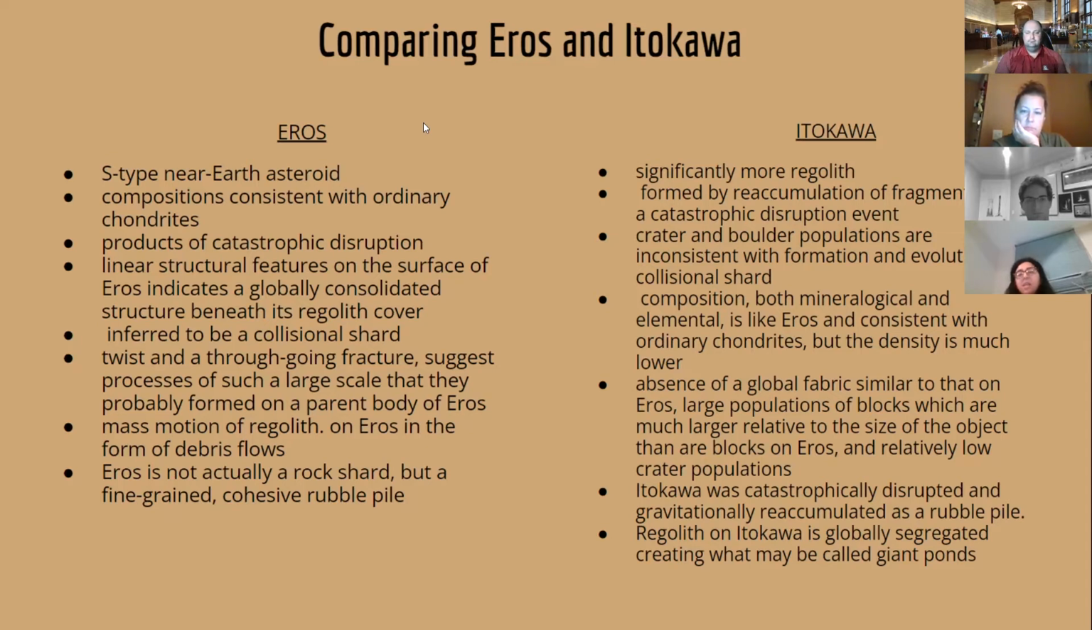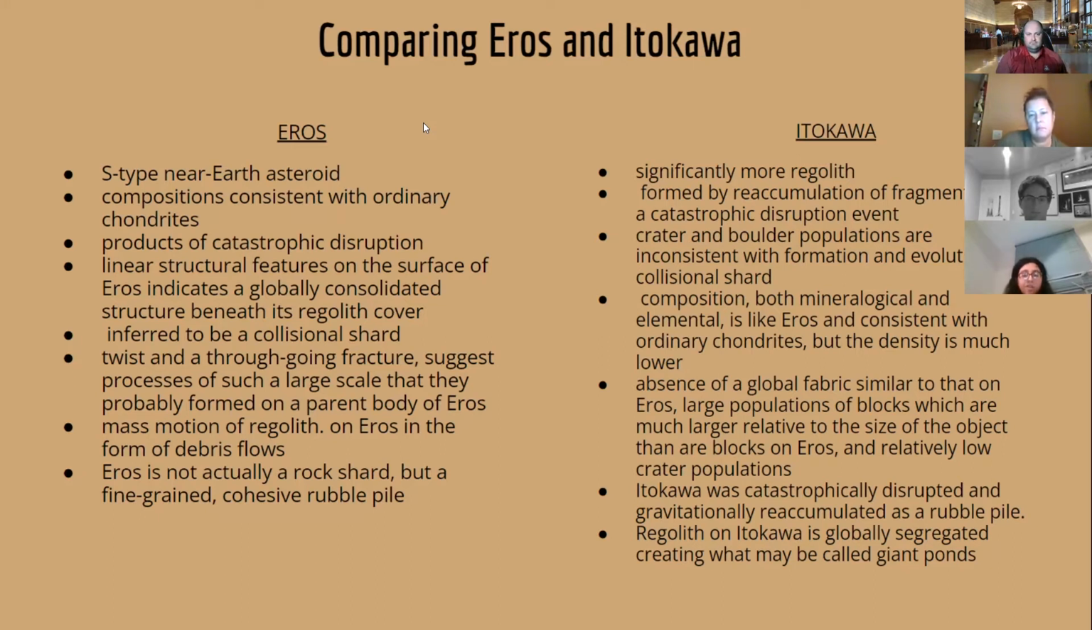And then the last major differences with Itokawa are that the formation of certain fragments is probably due to a catastrophic disruption event, and that the crater and boulder populations are inconsistent with a collisional shard type of formation. So it wouldn't be similar to Eros in that sense. Composition wise, both mineralogically and elementally, it is like Eros. It's consistent with an ordinary chondrite, but the density is lower. There's also an absence of global fabric, which is very prominent in Eros. That's what makes it very different from the other one, and it's just not present in Itokawa.